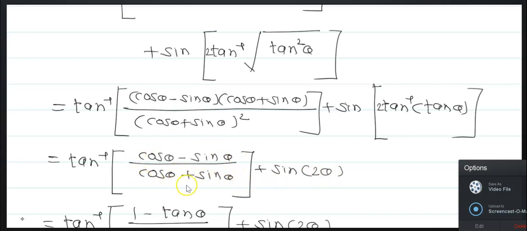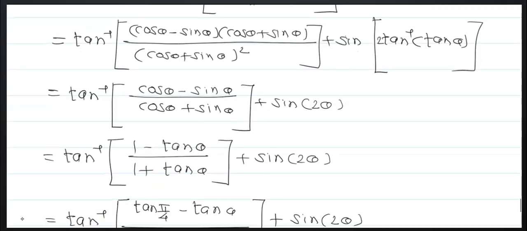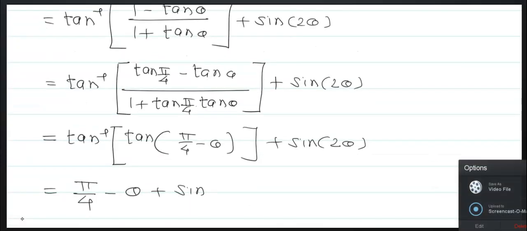Now what's happening here? This is always very famous and special. Divide numerator and denominator by cos theta. Then you will get 1 minus tan theta upon 1 plus tan theta, and that is nothing but the expansion of tan of pi by 4 minus theta. If this continues, sine of 2 times theta as it is. Now tan inverse of tan of pi by 4 minus theta is nothing but pi by 4 minus theta.